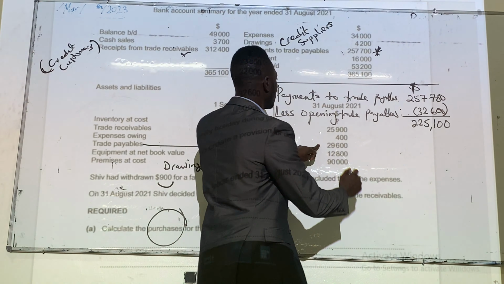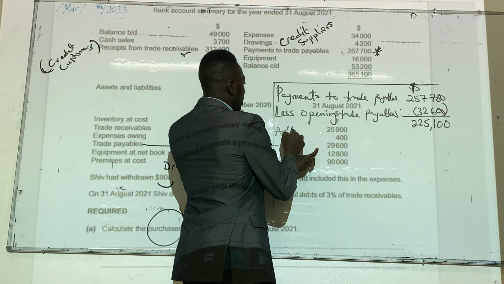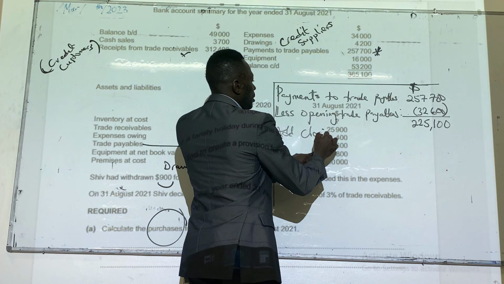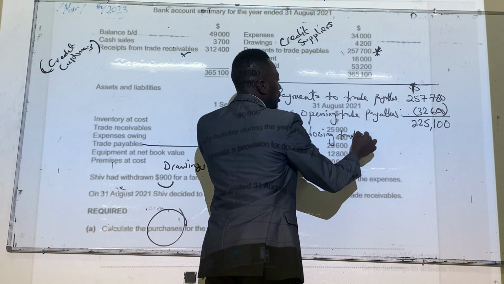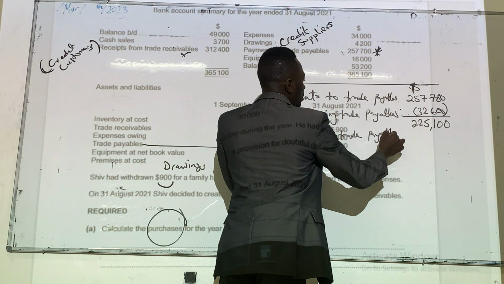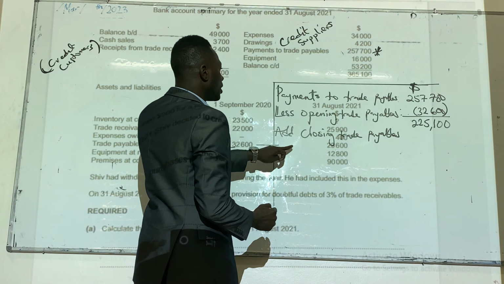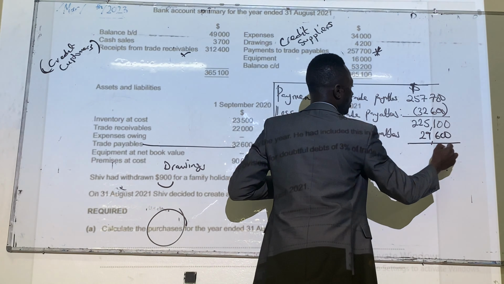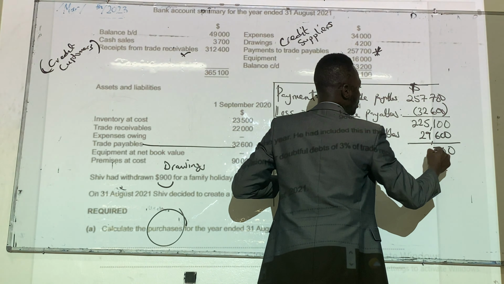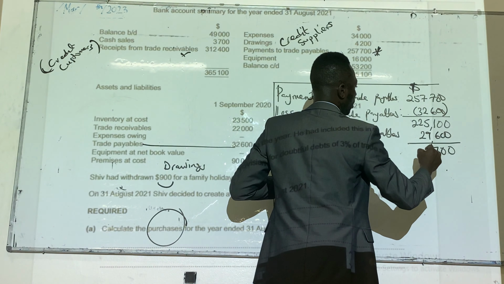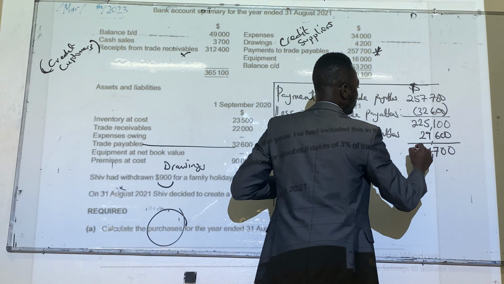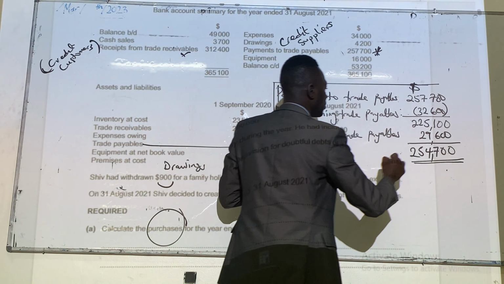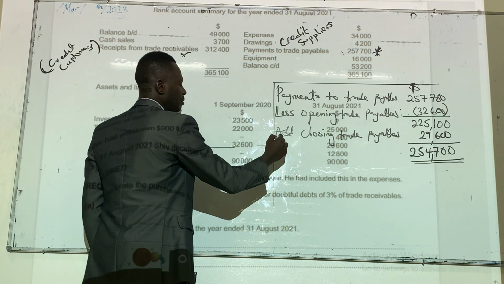Then we have our closing trade payables, closing trade payables 29,600. So add 29,600, and 254,700 is our purchases.